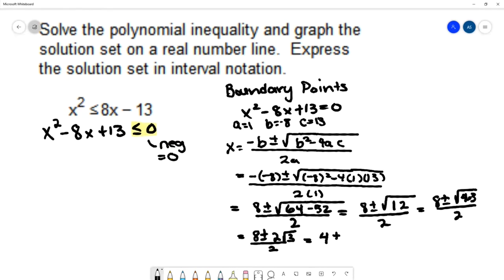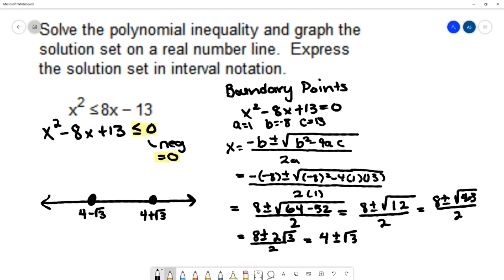And then finally we have 4 plus or minus square root of 3 if I divide that 2 into both those terms. So I get boundary points of 4 plus square root of 3 and 4 minus square root of 3. I'm going to put those points on my graph, 4 minus square root of 3 and 4 plus square root of 3. And because our inequality is going to include equal 0, we're going to include these boundary points. So these 2 points are solutions to that inequality.